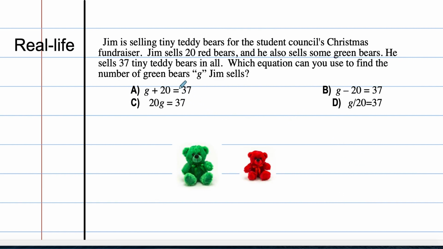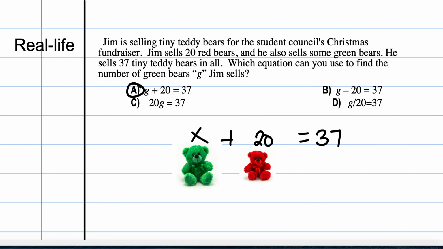All right, real life. You are going to now set up the one-step equation. Jim is selling teddy bears for Student Council's Christmas fundraiser. Jim sells 20 red bears, and he also sells some green bears. He sells 37 bears in all. So he sells 20 red. We don't know how many green, but he sells a total of 37. So we would add, and this would match letter A.